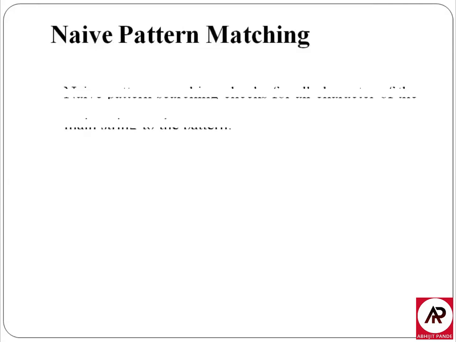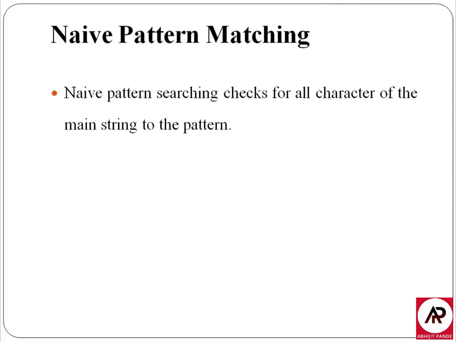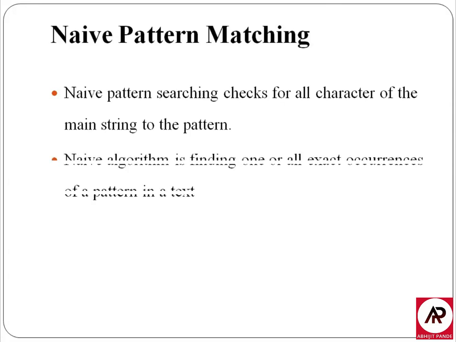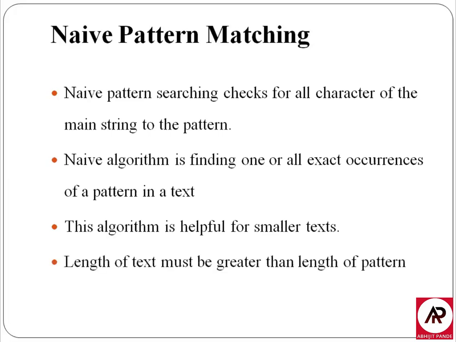Now, the naive pattern matching algorithm checks all the characters of the input string and finds one or more occurrences of a pattern in a given string. And if the pattern is present at multiple positions, then it will return all those positions at which that pattern is present. For the naive pattern matching algorithm to be applied, the length of the text, that is the length of the string, must be greater than the length of the pattern to be searched. Let us consider an example to see how the naive pattern matching algorithm works.